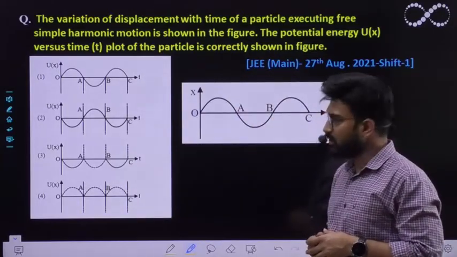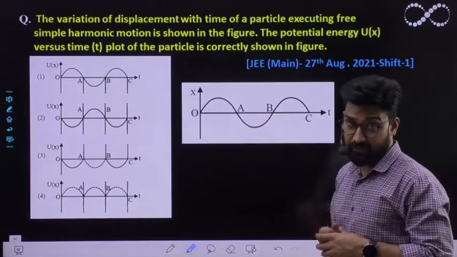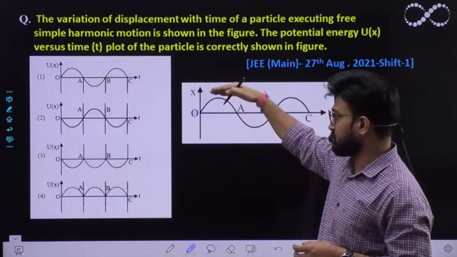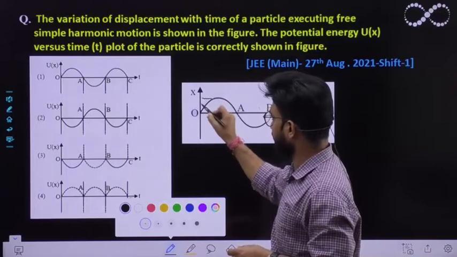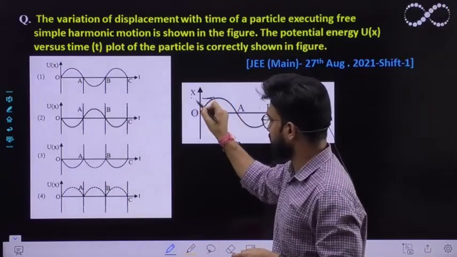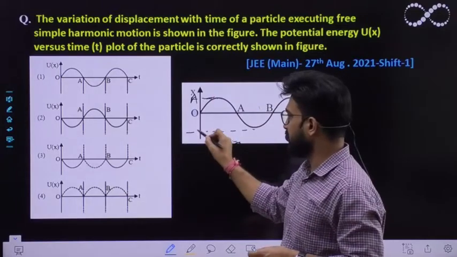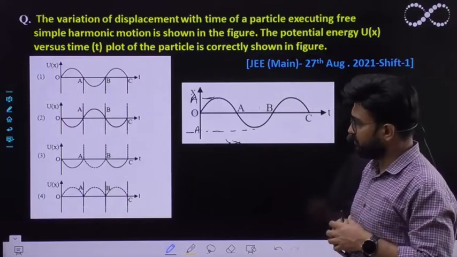Okay. So we already know that if the particle is executing simple harmonic motion, it oscillates from its mean position and goes till its maximum point, and this is the maximum point at which you'll get a maximum displacement in the upward direction and maximum displacement in the downward direction. And the particle is oscillating to and fro.